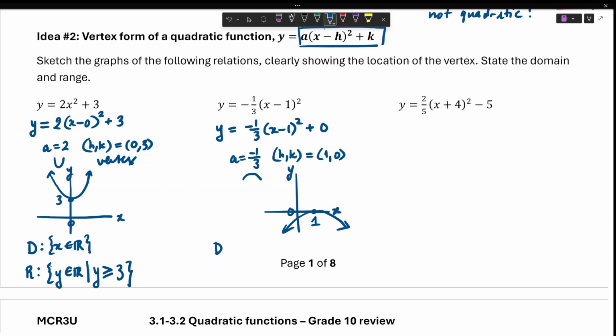And the domain and range. Domain is going to be the same. x could be any real number. You just need to go far enough along the parabola. And for the range, you'll notice that it could be any number up to and including 0, right? y can't be any higher than that. So y is going to be less than or equal to 0.